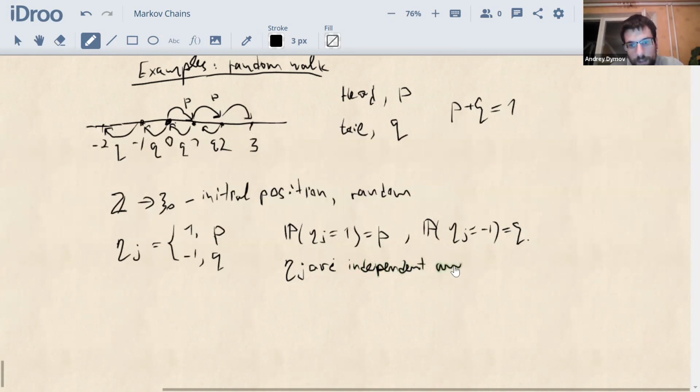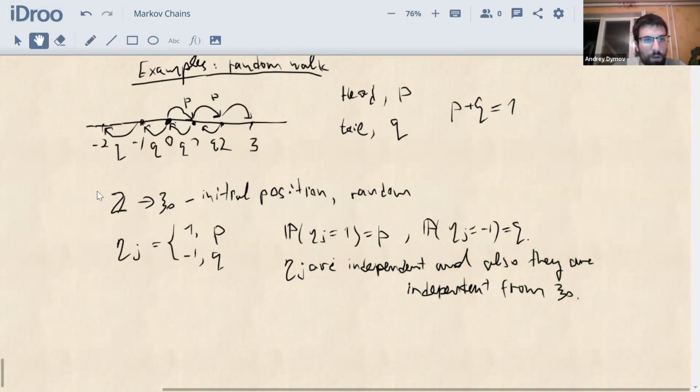And also they are independent from the initial distribution. They are independent from the initial distribution xi_0.